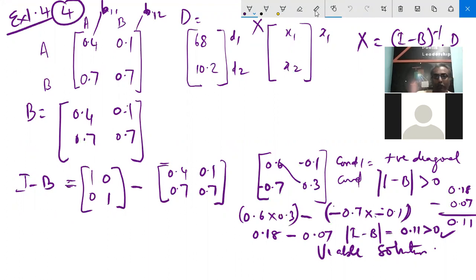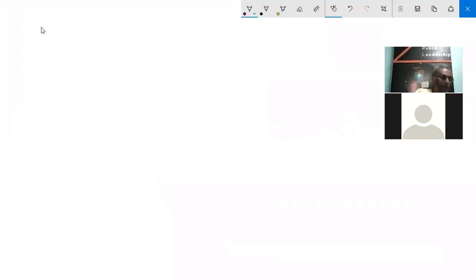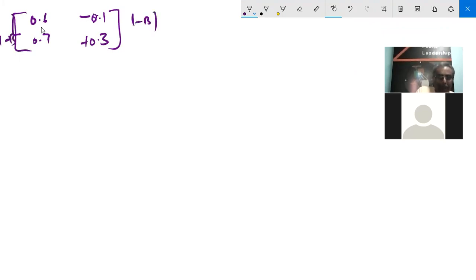So now you have matrix I minus B. Matrix I minus B is 0.6, minus 0.7, minus 0.1, plus 0.3. Okay, this is I minus B. The I minus B matrix determinant is equal to 0.11. Okay, now you got this.